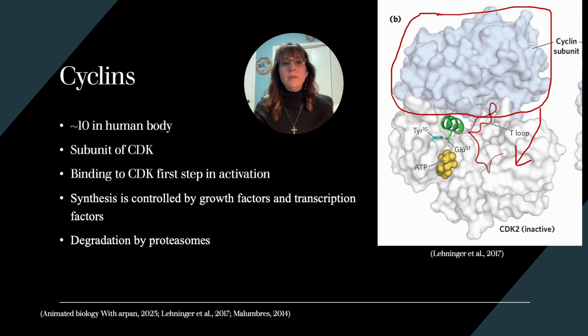There are about 10 in the human body, and they are named with letters of the alphabet. So you will see later on cyclin A, cyclin B, and so on. They are named cyclin because they actually cycle during the cell cycle. In other words, they are synthesized, degraded, synthesized, degraded. Synthesis is controlled by growth factors and transcription factors. So growth factors and cytokines activate transcription factors, which are then responsible for transcribing genes that make proteins, including cyclins and CDKs.